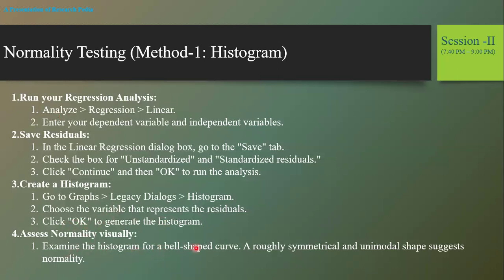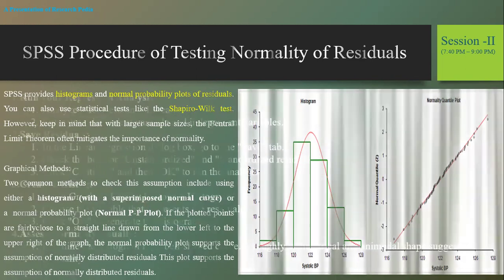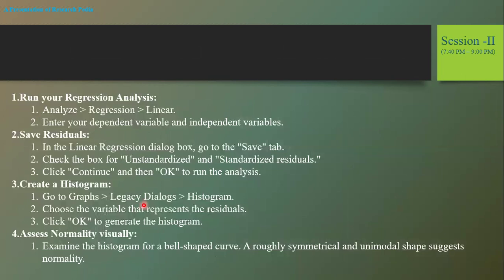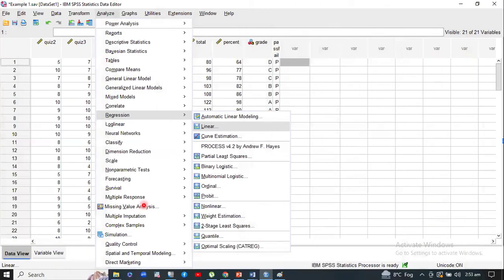Examine the histogram for a bell-shaped curve, like I have previously told you. If your curve looks like a bell shape, it means your residuals are normal. But if your curve is not bell-shaped, you can conclude that your residuals are not normal. So this is the first procedure that you can apply. Let us check the procedure using our screenshots.